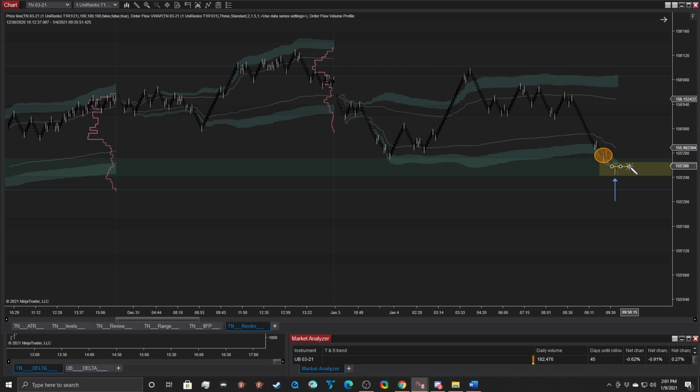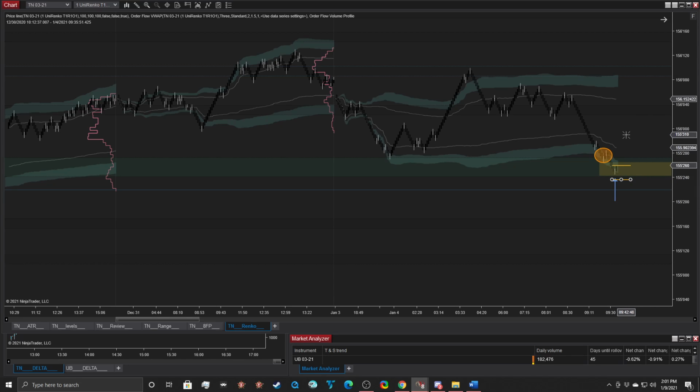an entry. Sorry about this. Entry here, and then we will take a stop 5 ticks below. So this is 3 and 1 and 2. So somewhere like that. And that would be your range.